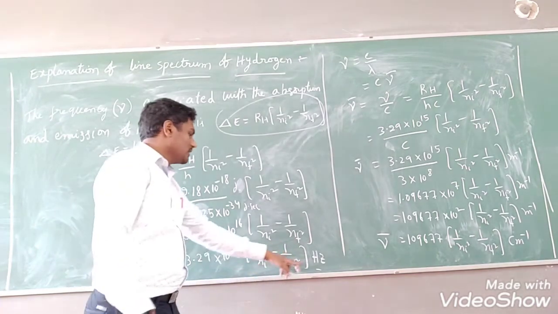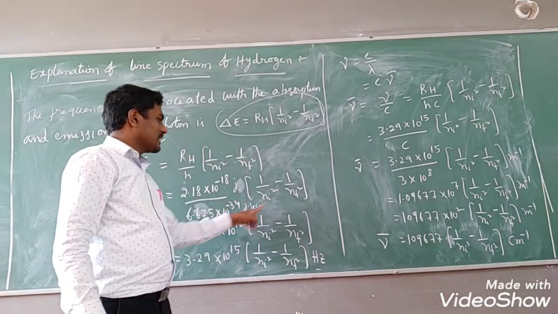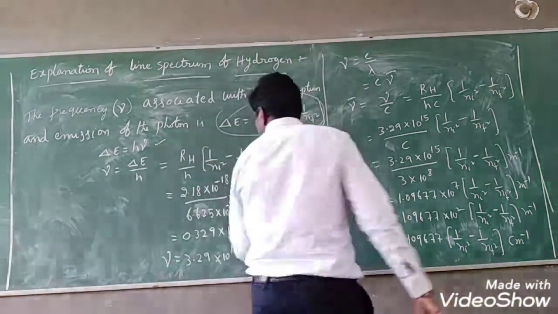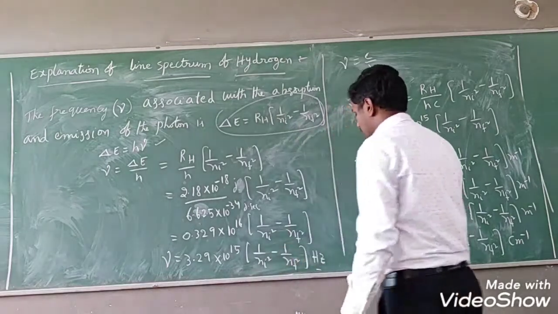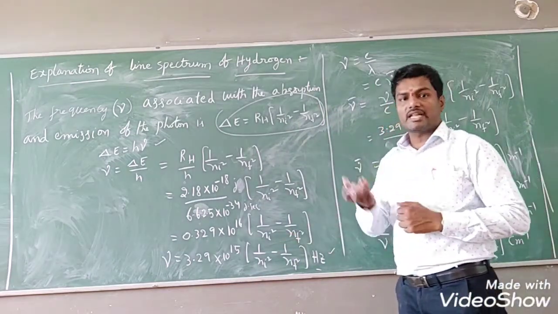Now you will get the answer in hertz, because joule cancels and you get second inverse. Second inverse is also nothing but hertz. Okay. This is the frequency relation. So by using this frequency relation, we can also derive the wave number.